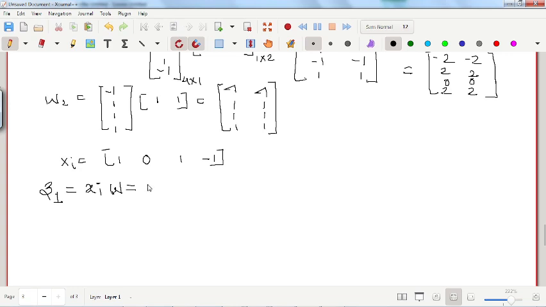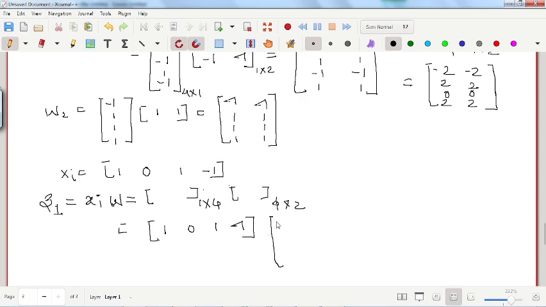Again, don't get confused about the size for multiplication. What is the size of xi? One row and 4 columns. And what is the size of this weight matrix? 4 rows and 2 columns. So as it is, we can take the multiplication. Let me consider 1, 0, 1 and minus 1 into the weight matrix. The weight matrix's first row is minus 2, minus 2. I hope you can understand, I am having a little bit of a problem with this writing pad. Then 2, 2, 0, 0, 2 and 2.